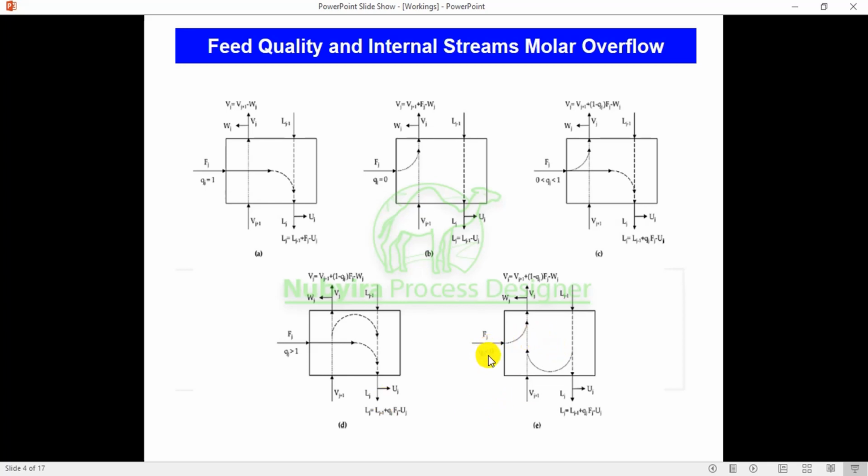While if the quality is less than 0, that is the feed is superheated vapor, so some of the liquid that is coming from the rectifying section will vaporize back to the rectifying section, and all the feed will also join the vapor that is going to the rectifying section. So that's the implication of that.